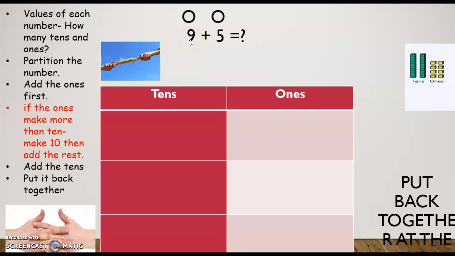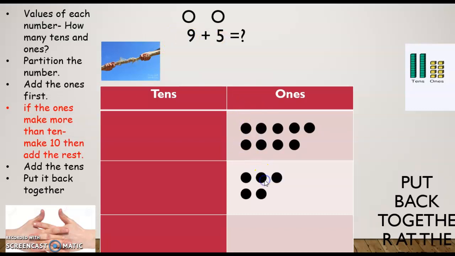So I know that we've got 9 ones and 5 ones, so I'll put that in those boxes. So this is in the ones column here. Now we don't need to partition the number because we've only got ones. If we had tens, then that would be when we were partitioning. So add the ones first. Now we have 9 ones there, 5 ones there. Now it is much easier to add 10 and then the rest.